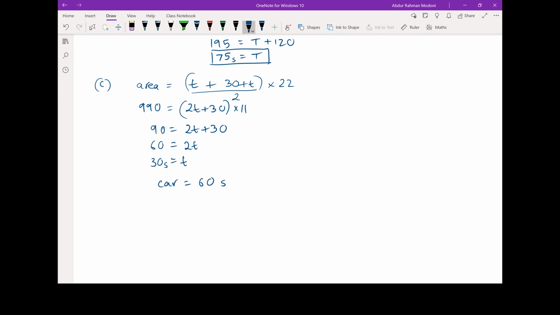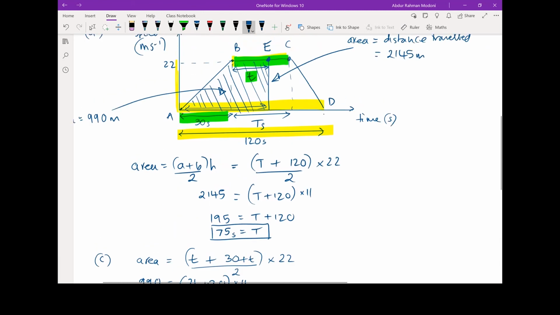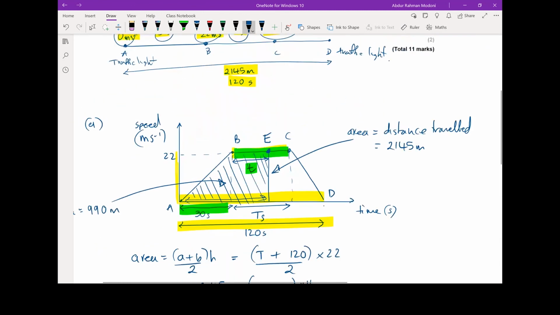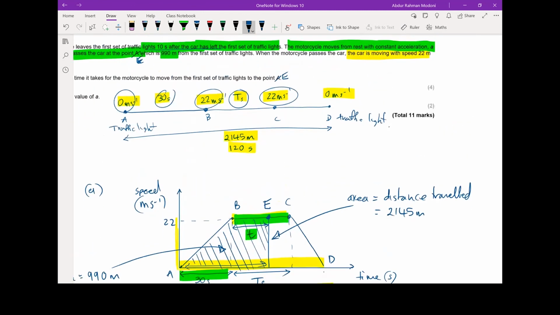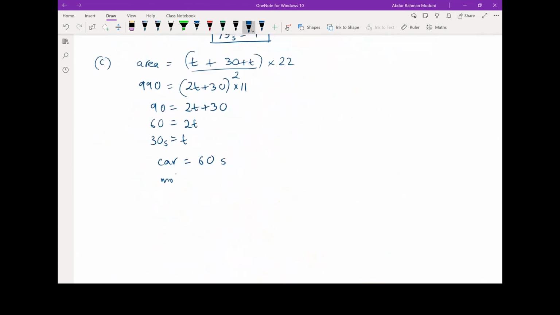Now the motorcycle starts 10 seconds later. It says here, leaves 10 seconds after the car has left the first set of traffic lights. As it starts 10 seconds later, it means it's been traveling for 10 seconds less. So the motorcycle has traveled for 50 seconds.